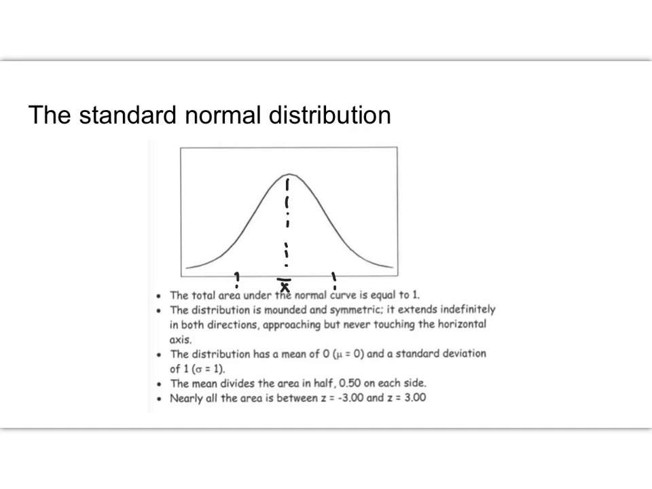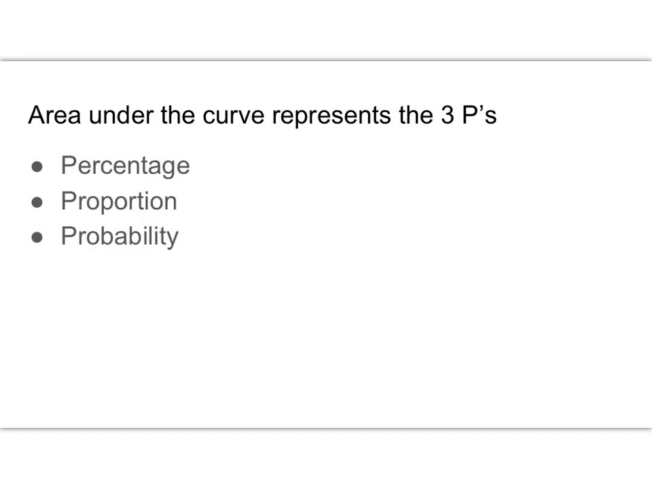The mean divides the area in half, 50-50 on each side, and nearly all of the area, almost all of that 1, is between a z-score of -3 and +3, also known as a standard score. The area under the curve represents the 3 P's: percentage, proportion, and probability. We'll use them interchangeably.